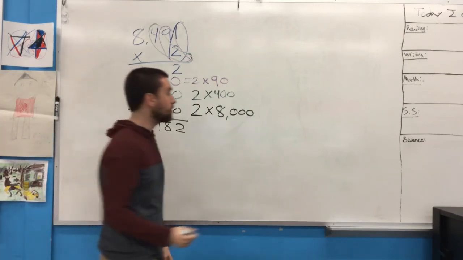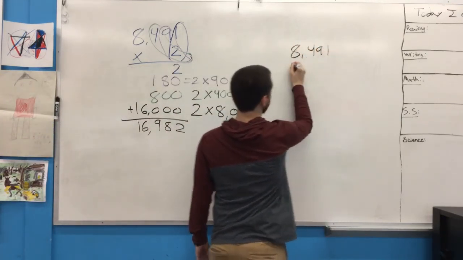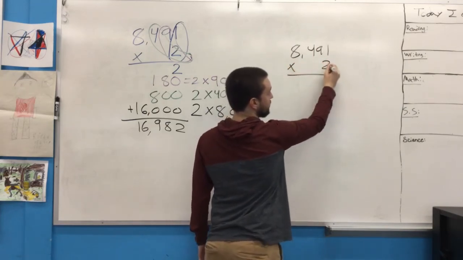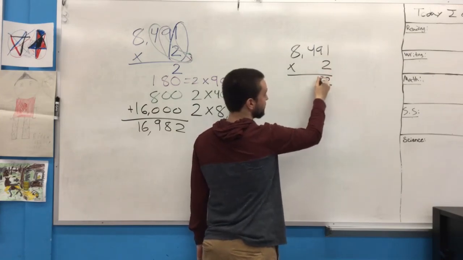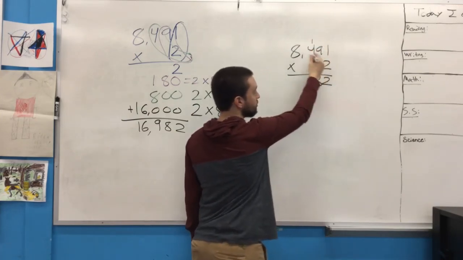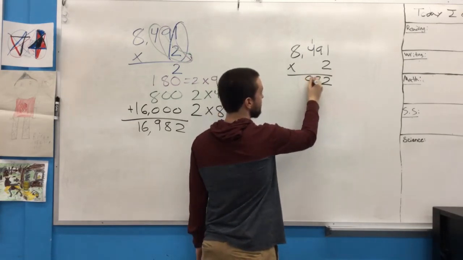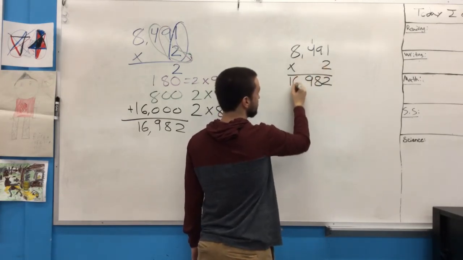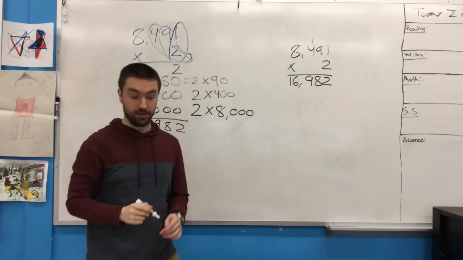If we add them all up, we get 16,982. Let's check it with our standard algorithm. 8,491 times 2. 2 times 1 is 2. 2 times 9 is 18. 2 times 4 is 8, plus 1 is 9. And 2 times 8 is 16. Oh, we ended up with the same answers.